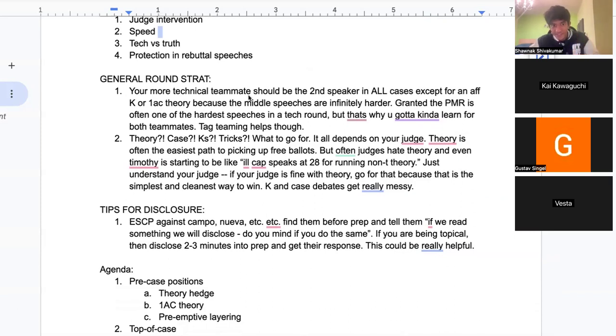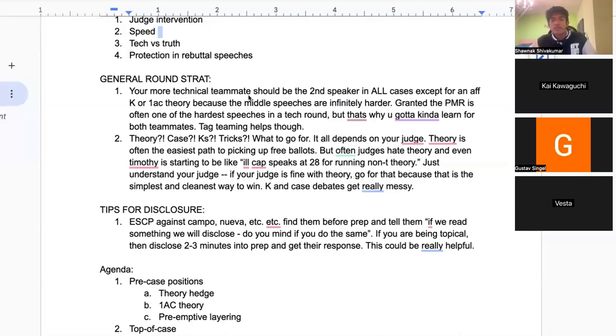General round strat. Your more technical teammate should be the second speaker in all cases except for an affirmative K or one IC theory, because the middle speeches are infinitely harder. What I mean by this is that usually the PMC is very predictable. The PMC is literally just straight advantages: advantage one, advantage two, et cetera, in a tech round. And if the neg first speech is some theory shell, then the more unpredictable part is obviously going to be the second affirmative speech, or the MG.